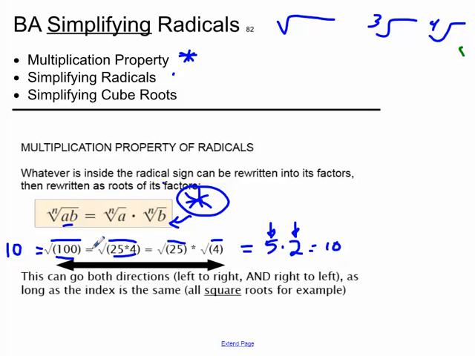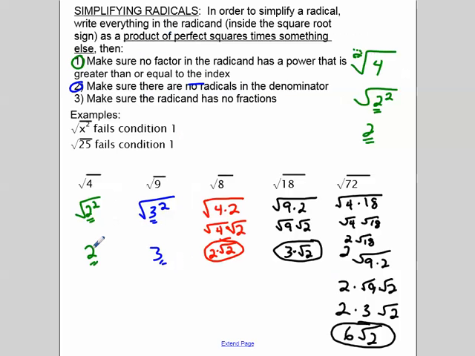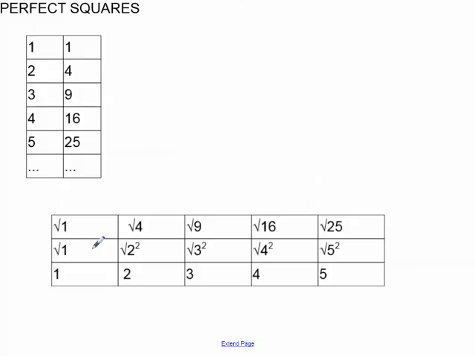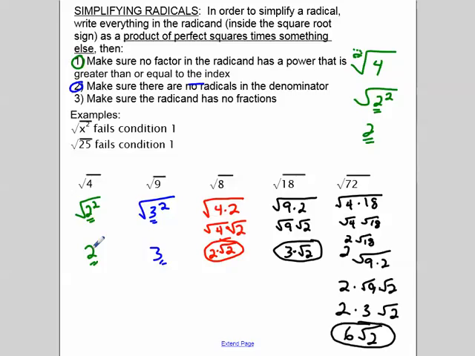Whether we're talking about numbers like this, these are our perfect squares, and we rewrite like this. Like our 18, square root of 18 is square root of 9 times 2, because 9 is a perfect square. 2 is not. 2 stays inside the house. 9 gets simplified to 3. Square root of 9 gets simplified to 3.